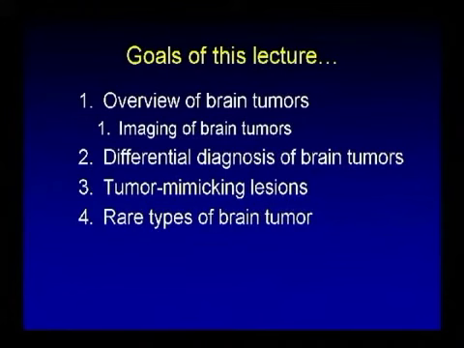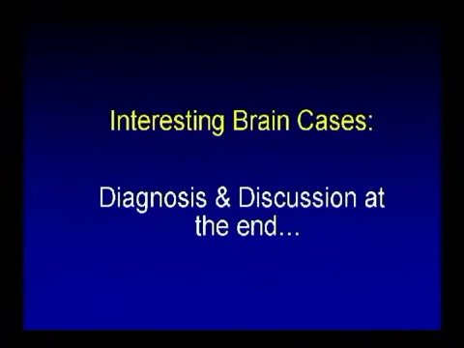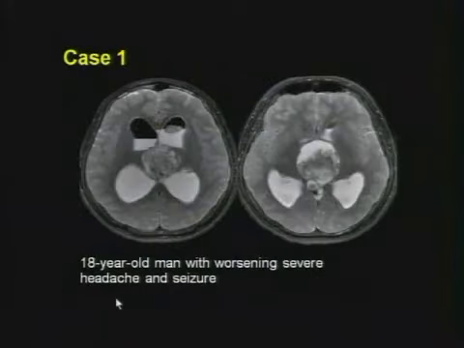Tumors, the imaging aspects of it, but I'm going to spend some time discussing the tumor mimicking lesions and also discuss some of the rare types so that you have a variety of the whole spectrum of brain tumor imaging. And I'm going to discuss these cases at the end, but I looked at the syllabus and they actually came out pretty clear, so I think I'm going to go through these 5 cases pretty quickly.